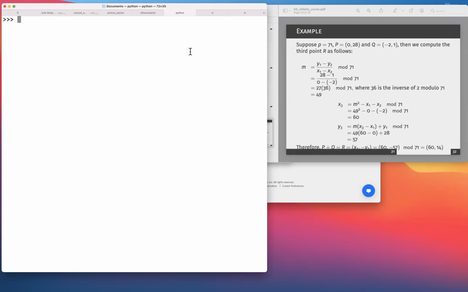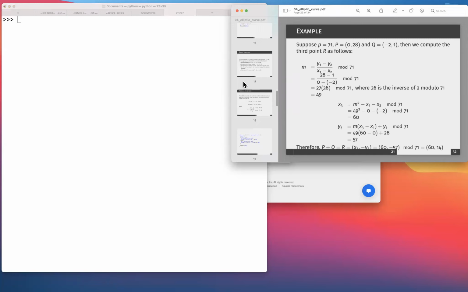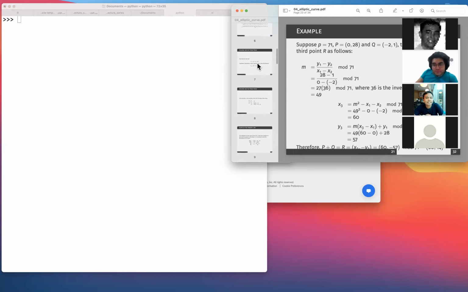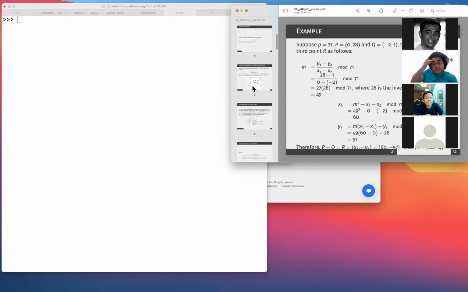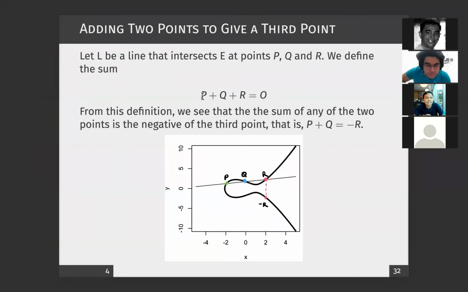Okay, so let's take a look at this. We have a prime number P equal to 71. So we are trying to compute the third point of an elliptic curve. Let me just show the geometry of that one here. So this is what we are trying to compute. If you have P and Q, and you want to get the third point.